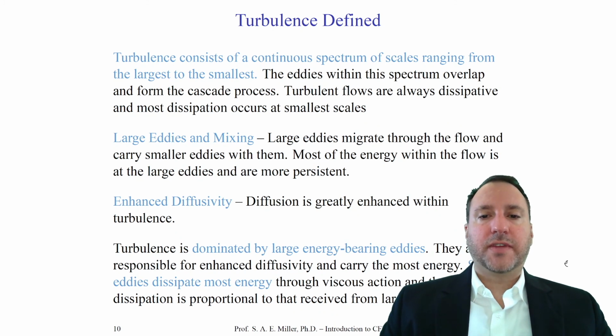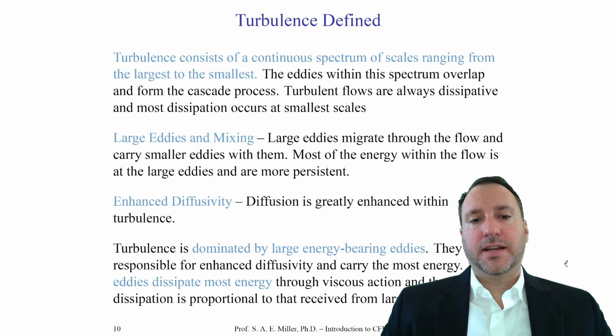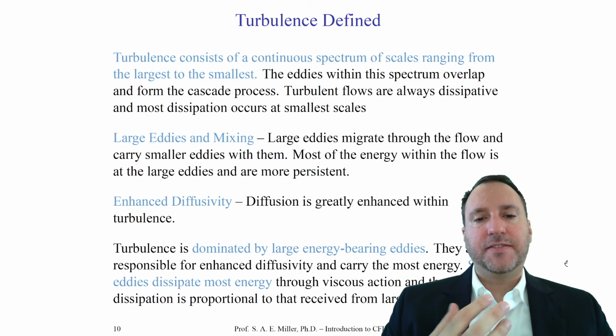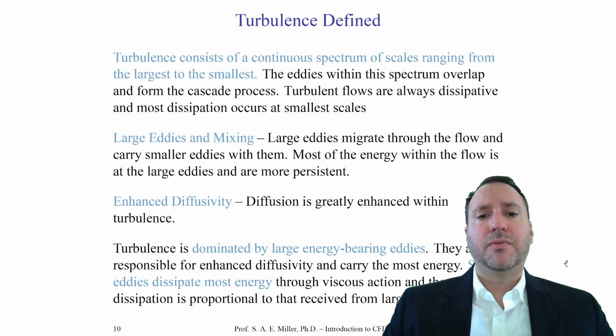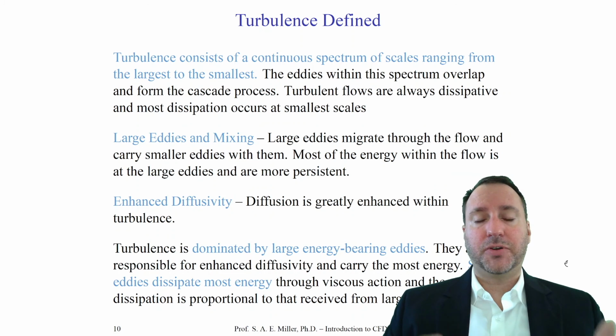So most of the energy in the flow will remain at these large eddies and will be more so persistent. By persistent, we mean that they last longer in time. The lifespan of a large turbulent eddy will last longer than the smallest eddies, which have a very, very small time scale. That is, they exist and have a lifespan that's very small relative to the lifespan and persistence and structure of a large eddy.